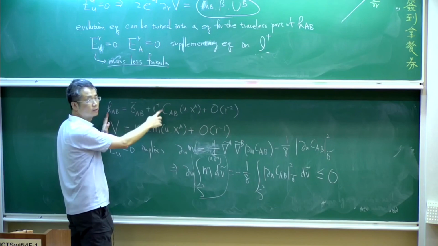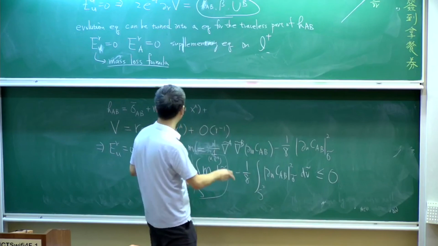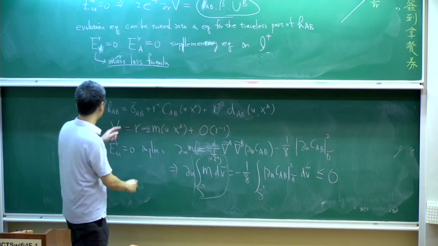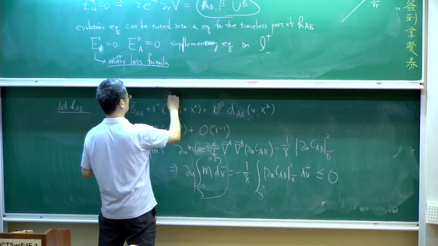And in fact, there's something quite interesting I didn't have time to mention. You can actually expand one more term here. So this is r to the minus 2 d_AB(u, x^A). And you recall we have this determinant of h_AB condition. That will tell you that this one here is actually trace free. So sigma tilde_AB, the trace of C_AB, is equal to 0.